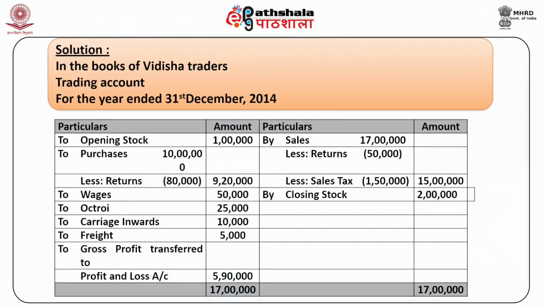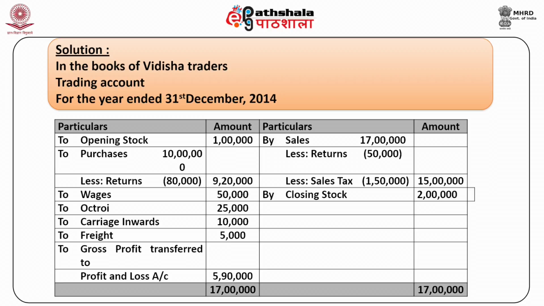Solution. In the books of Vidya Traders, trading account for the year ended 31st December 2014. We will first concentrate on left hand side. The particulars are to opening stock 1 lakh, to purchases 10 lakhs, deduct from it purchase returns 80,000, which comes to 9,20,000, to wages 50,000, debit octroi 25,000, debit carriage inwards 10,000, debit freight 5,000.